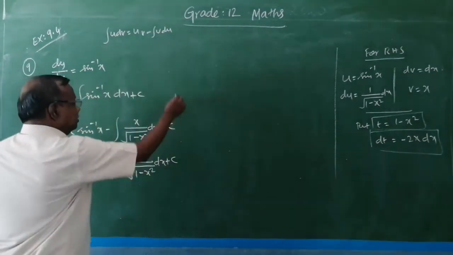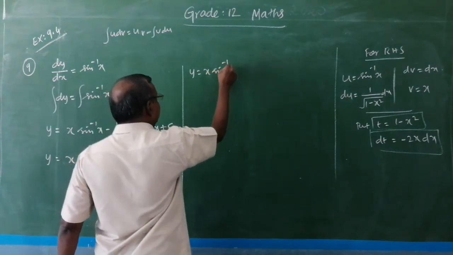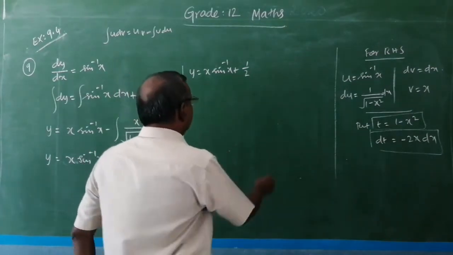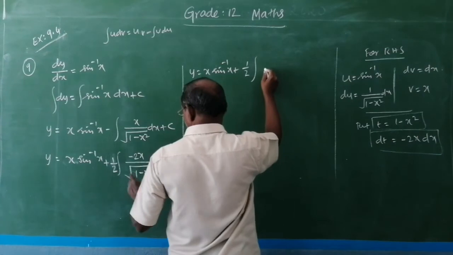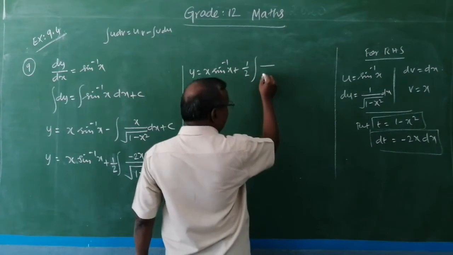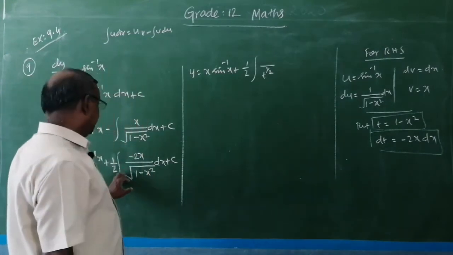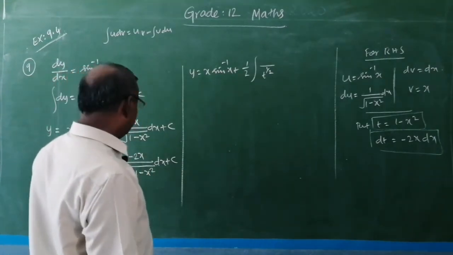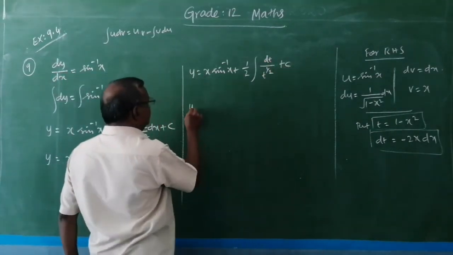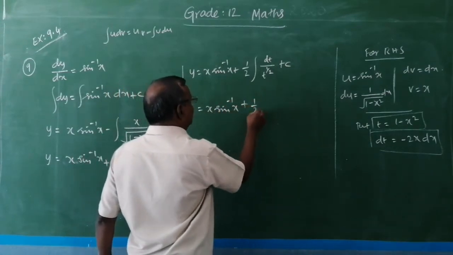Now y equal to x sin inverse of x plus 1 by 2 into integral, divided by, so root of 1 minus x square means t power 1 by 2. So 1 minus x square means t, so this is root t, and here minus 2x into dx can be written as dt. So dt plus c.